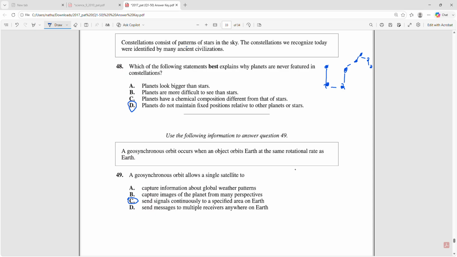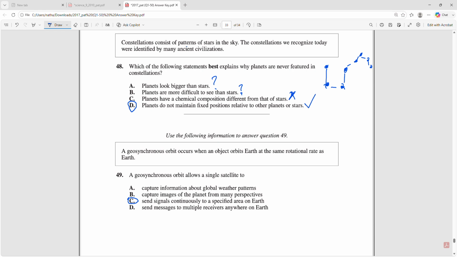So is it because planets look bigger than stars? Is it because planets are more difficult to see than stars? We can see planets in the night sky with the naked eye, and with telescopes we can get very good pictures of them. Is it because planets have a chemical composition different from that of stars? We can still see them. They still look like a point of light in the sky, so that one's definitely a no. Or is it because planets do not maintain a fixed position relative to other stars? Now, this is the correct answer.